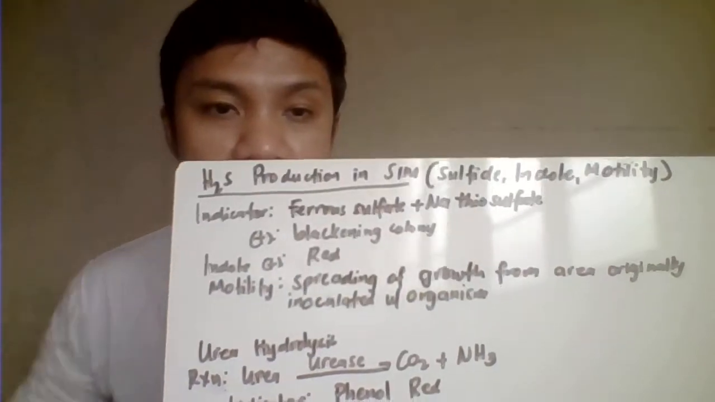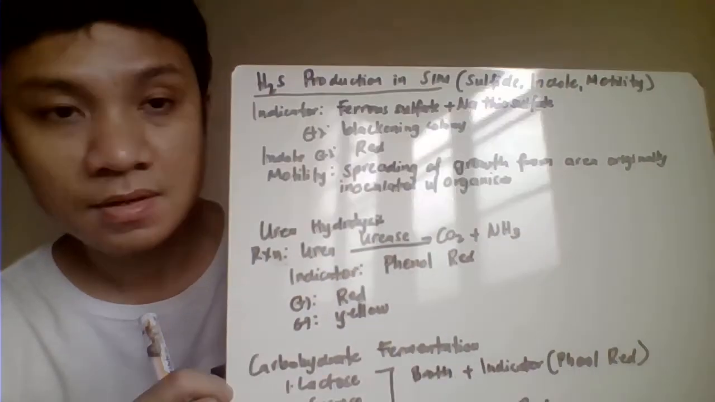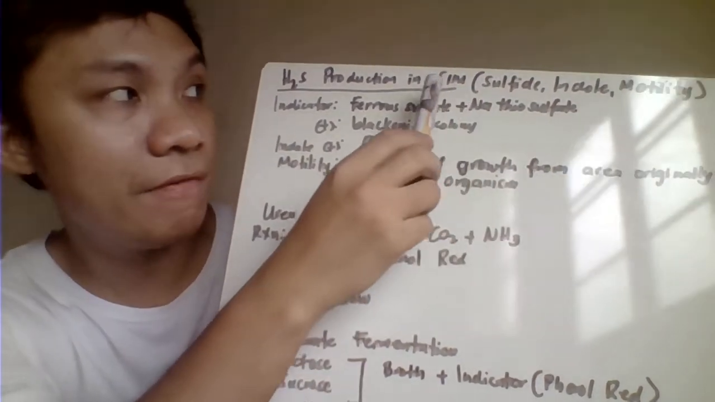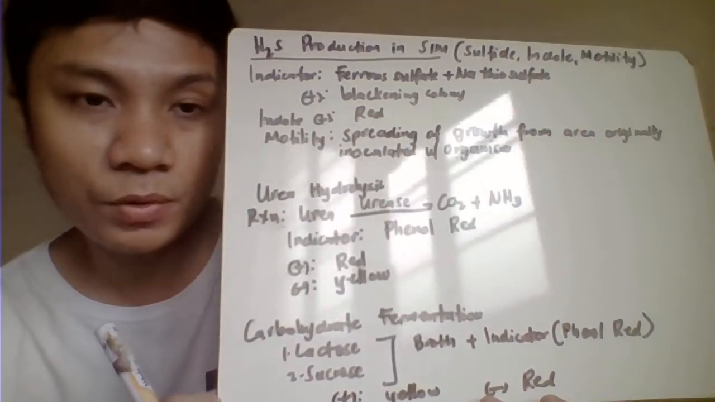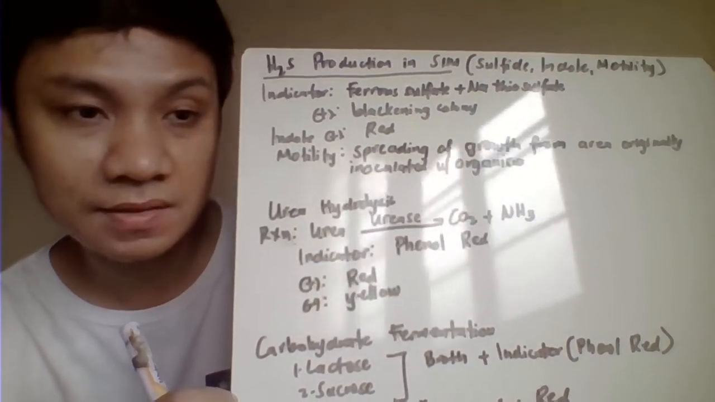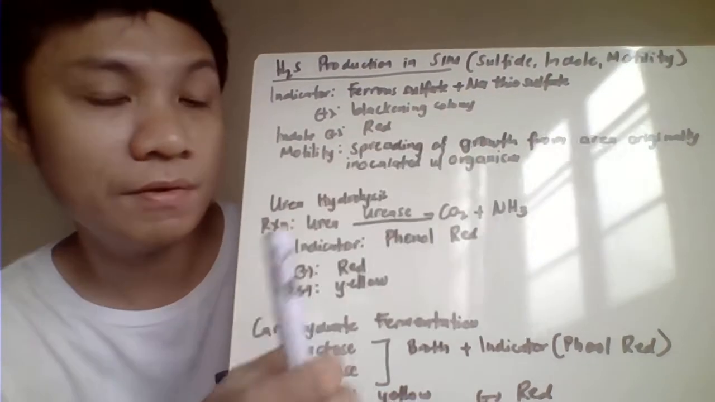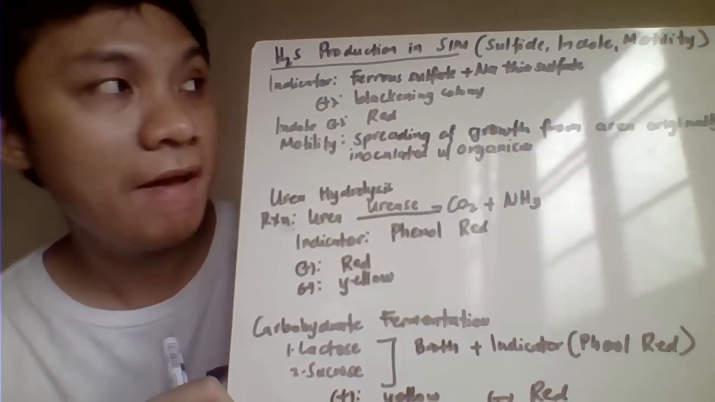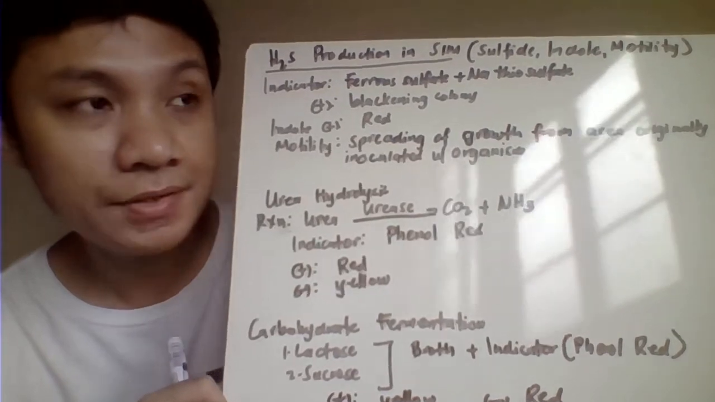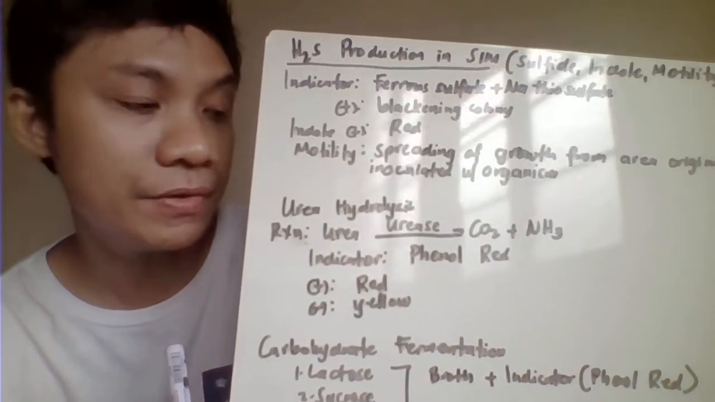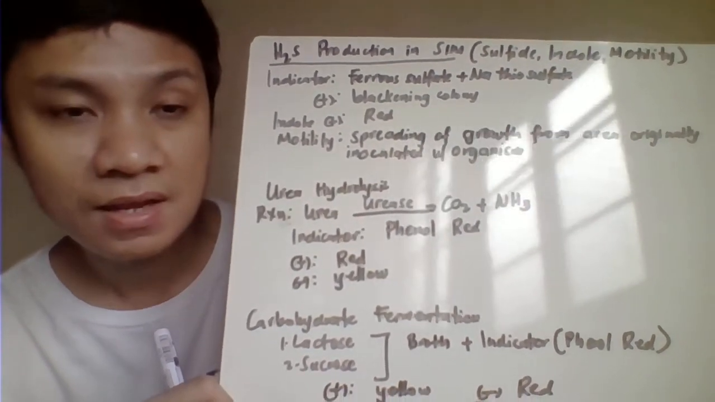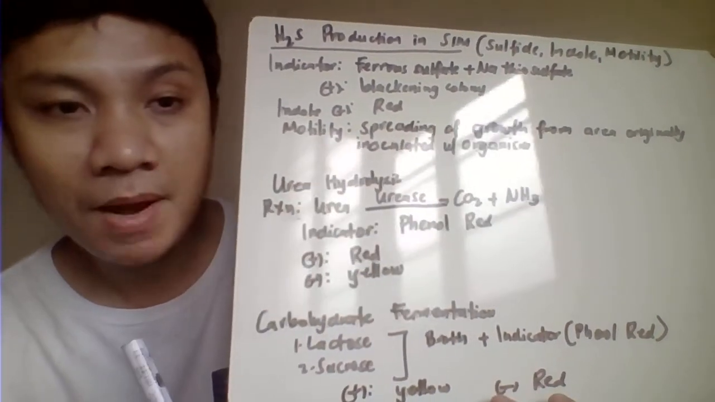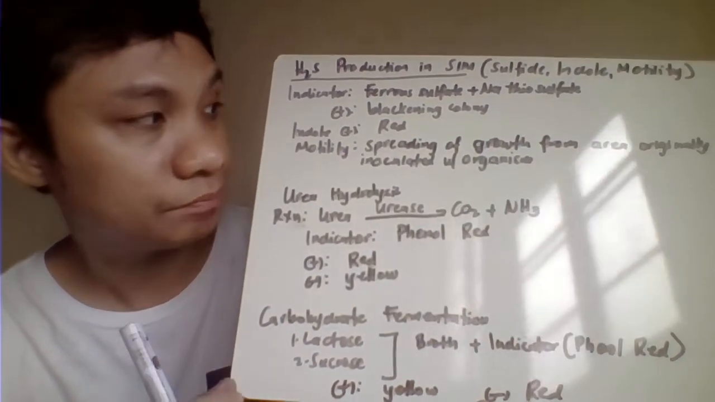Okay, then we have also here the H2S, or hydrogen sulfide production with the SIM. SIM stands for sulfide, indole, motility. So that would detect here the three tests. We have here the H2S production with the sulfide, the I for the indole test, and the M for the motility. The indicators used here are ferrous sulfate and sodium thiosulfate. So H2S production is identified here by the blackening of the colony.